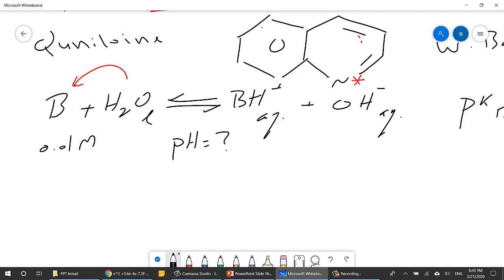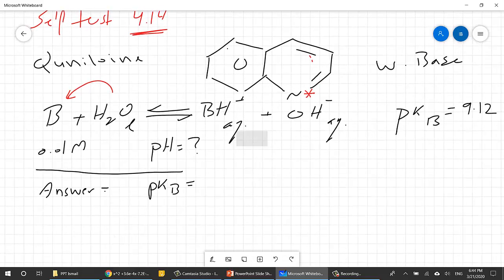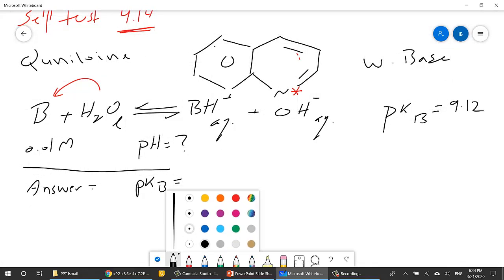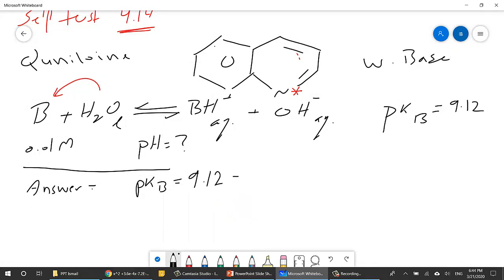So we proceed as previously. First, we calculate the Kb because we need it. pKb is equal to 9.12, which is equal to minus log Kb. From that, using the mathematics that you have done in the previous question, you will have Kb equal to 7.6 times 10 to the minus 10. So that's our Kb.